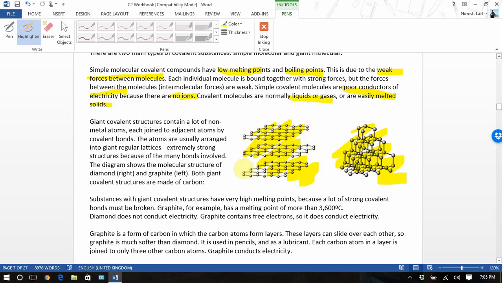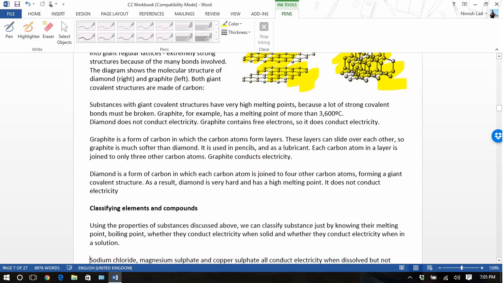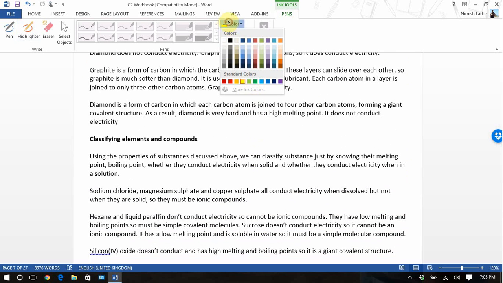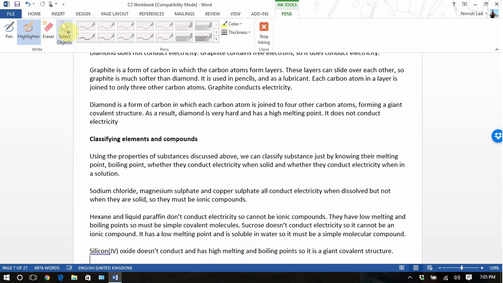Because graphite is bonded to fewer other atoms than diamond, you have a free electron, and that free electron allows graphite to conduct electricity. Diamond is a form of pure carbon, and each carbon atom is joined to four other carbon atoms, forming a giant covalent structure. As a result, diamond is very hard. It also has a high melting point, and it doesn't conduct electricity.